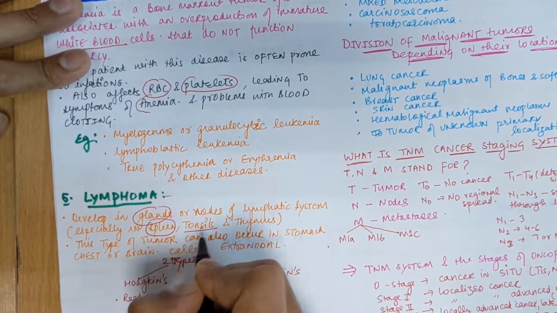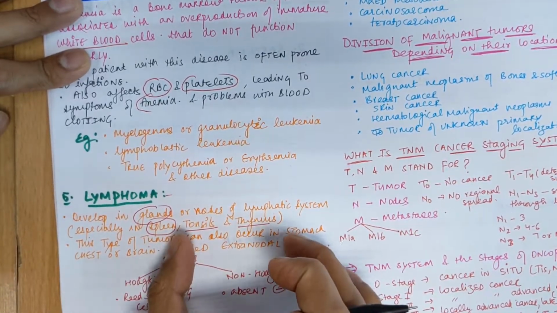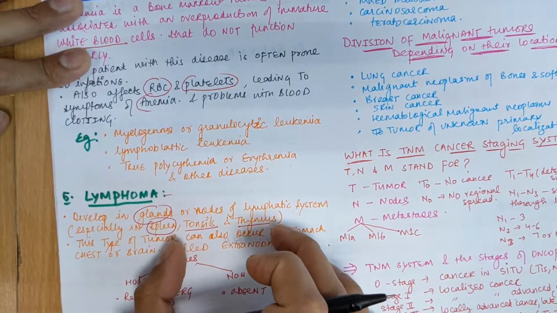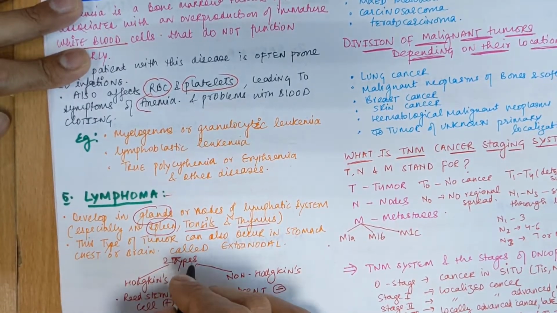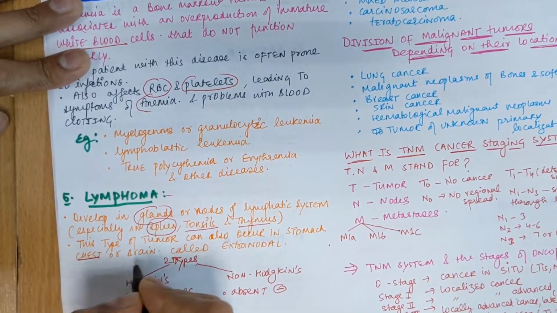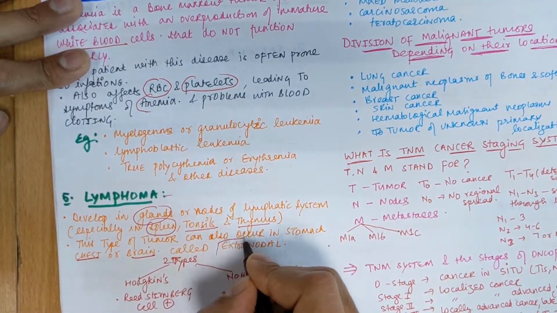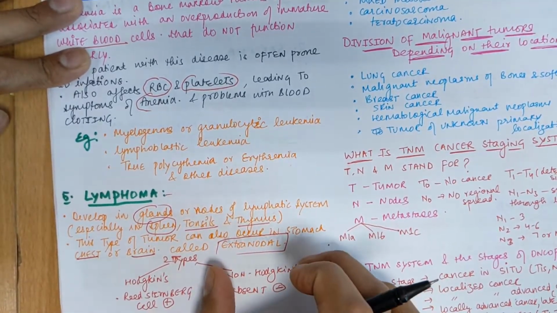Spleen, tonsil, and the thymus. So these are the organs more prone to this type of malignant tumor. And this tumor can also occur in the stomach, chest, and brain in some cases, and in that case we call it an extranodal type of lymphoma.